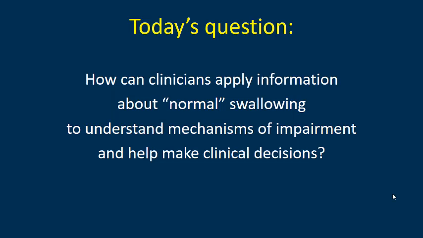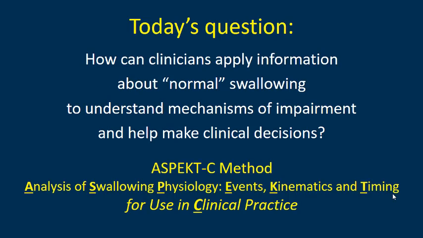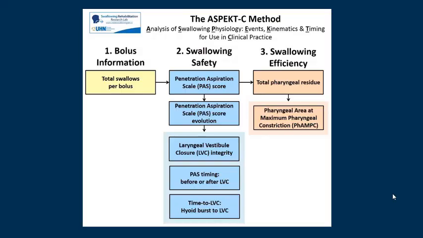So based on this research, what we want to share with you today are our recommendations for the key things that you as clinicians should measure in order to understand the pathophysiology of dysphagia in your patients. And we call this abbreviated method ASPEKT-C, or ASPEKT for use in clinical practice. The good news is that ASPEKT-C is much shorter than the full ASPEKT method. In fact, we've been able to focus in on 8 key questions that you can ask to understand your patient's swallowing.